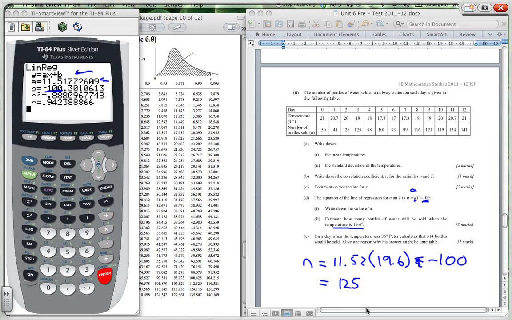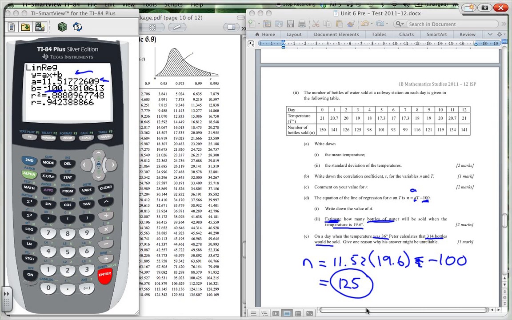Now this must be a whole number because it says estimate. So you wouldn't estimate 124.63. You'd always round it to a whole number because bottles of water can only be sold in discrete values. And then it says, on a day when the temperature was 36 degrees, Peter calculates that 314 bottles would be sold. Give one reason why his answer might be unreliable.